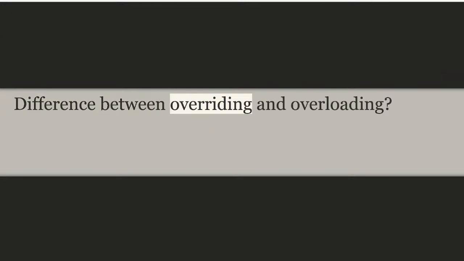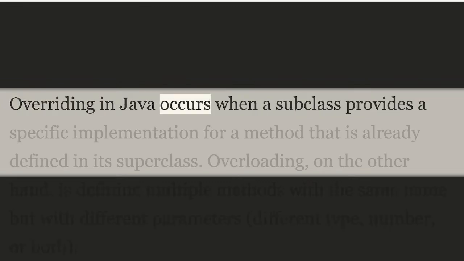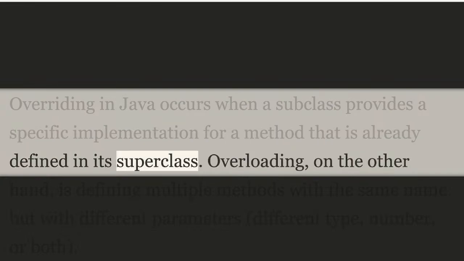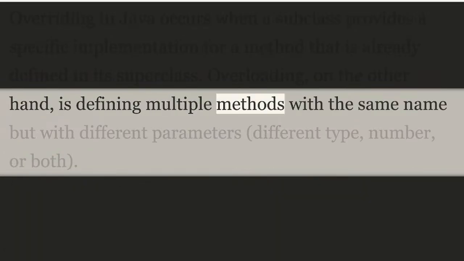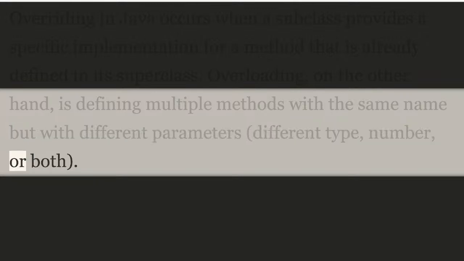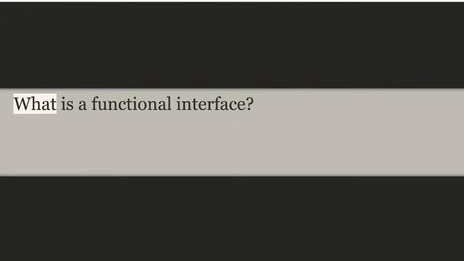Difference between overriding and overloading? Overriding in Java occurs when a subclass provides a specific implementation for a method that is already defined in its superclass. Overloading, on the other hand, is defining multiple methods with the same name but with different parameters, different type, number, or both. What is a functional interface?